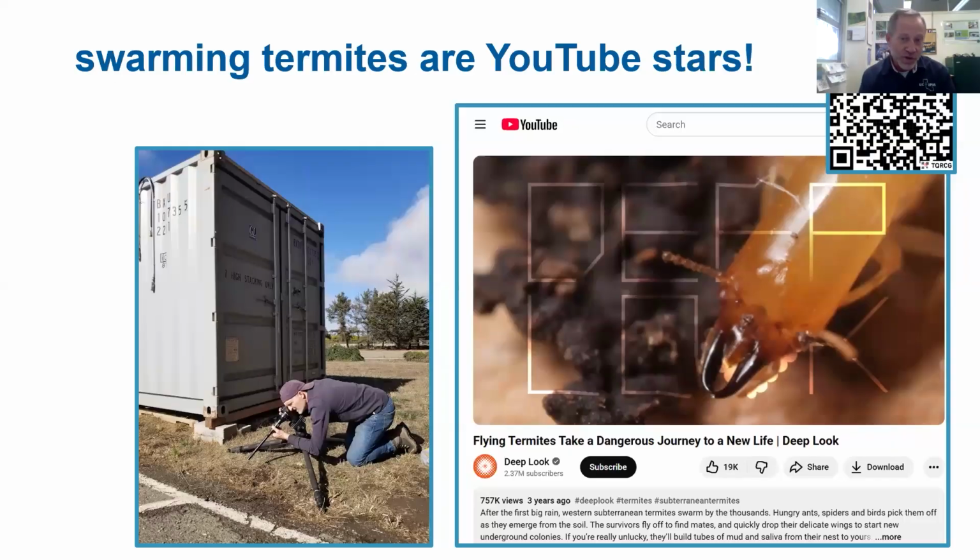So you see birds coming to eat the termites. You see lizards coming to eat the termites. Even spiders. Everyone is cued in to this emergence and this availability of food. So it's a really, really incredible video that they were able to capture right here at one of our research stations.